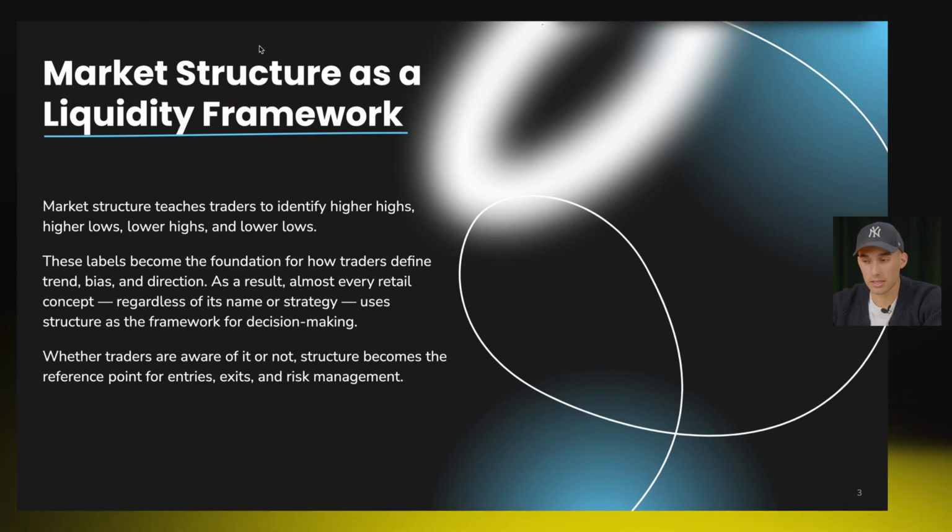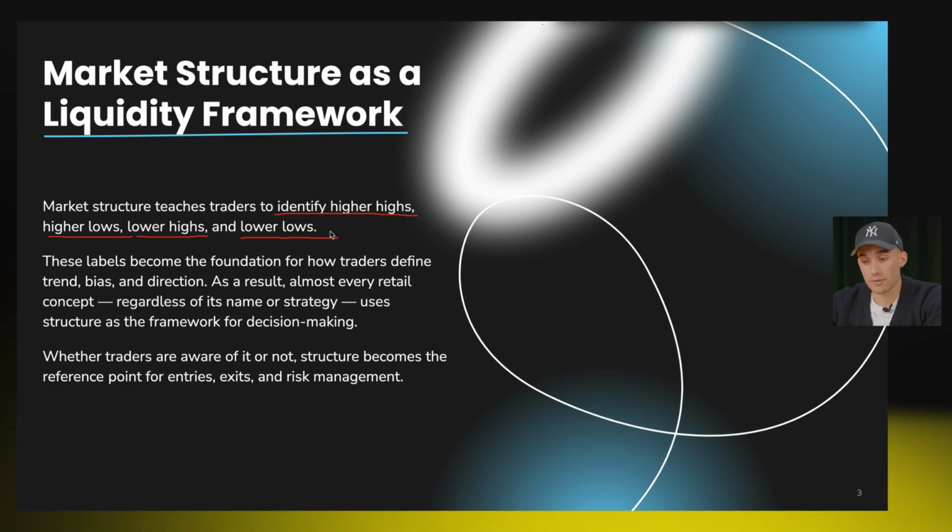Market structure as our liquidity framework. Okay, guys, this is gonna be the bread and butter of how I view liquidity. Okay, so listen up, lots and lots of powerful stuff here. Market structure teaches traders how to identify higher highs, higher lows, lower highs, and lower lows. A very, very common retail concept, okay? I'm sure maybe a lot of you guys maybe even trade it right now, or you did trade it in the past. These labels become the foundation for how traders define trend, bias, and direction. As a result, almost every retail concept, regardless of its name or strategy, uses structure as the framework for decision making. Whether traders are aware of it or not, structure becomes the reference point for entries, exits, and risk management.